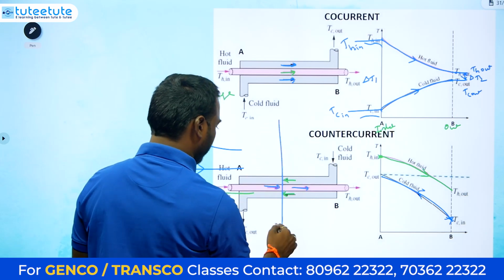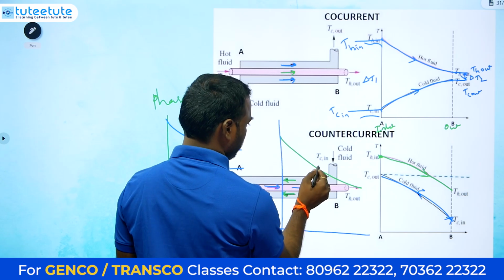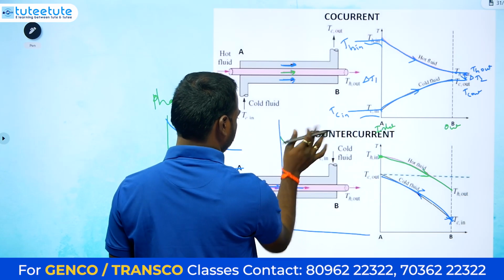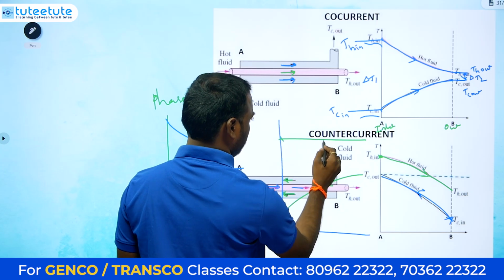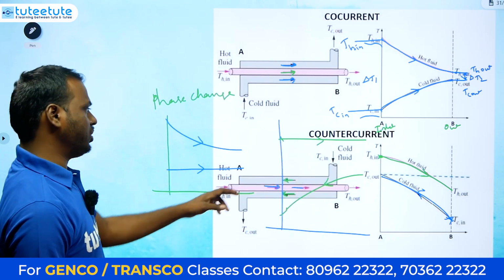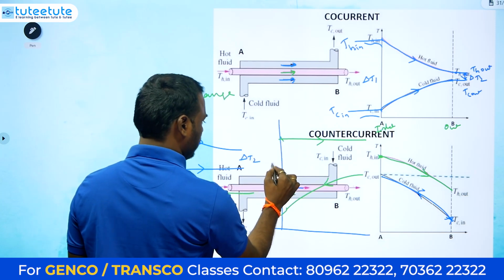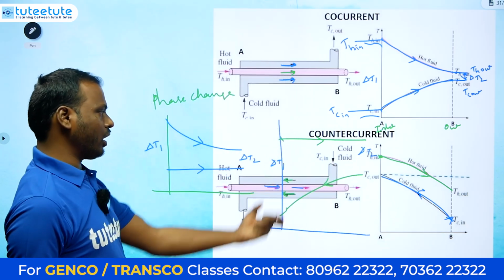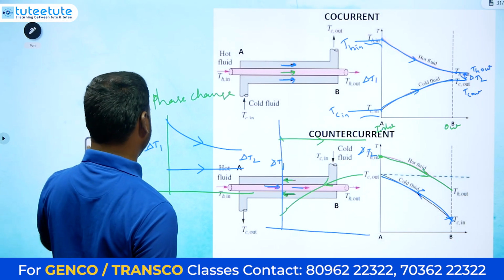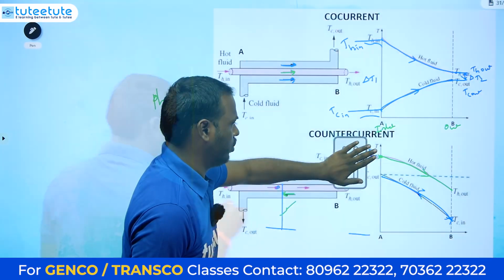Coming to the counter flow, this is a counter flow, where the phase is changing. Here delta T1 is this one, delta T2 is this one. Here also delta T1 is this one, delta T2 is this one. I will redraw again. Just a minute, you will understand.